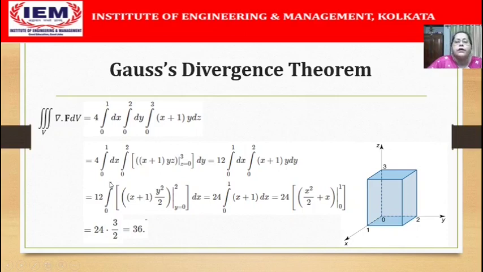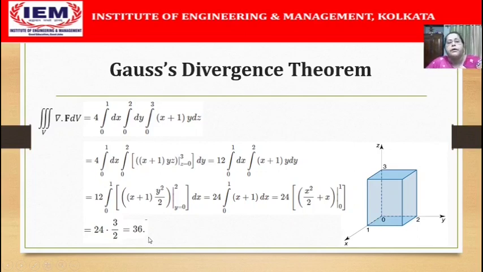As we put the limits of y over here, this y square by 2 will give us just a 2. So 12 into 2 we get 24 outside. And now (x plus 1) dx. As we integrate, this is x squared by 2 plus x. And we put the limits from 0 to 1. So finally the answer is 36.